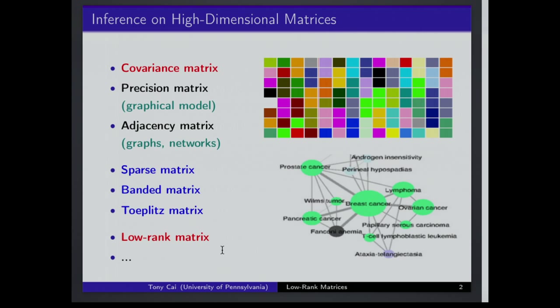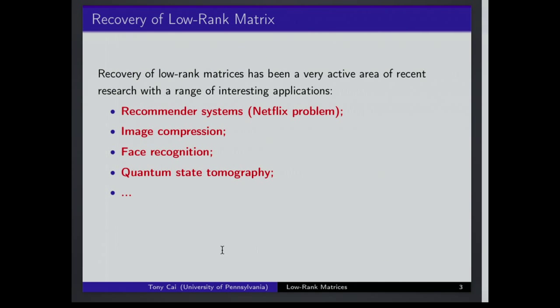Or if you are working with graphs or networks, you need to deal with adjacency matrix. In terms of the structural matrices, we sometimes deal with sparse matrix, banded matrix, Toeplitz matrix, and there's a big class of matrices called the low-rank matrix. And low-rank matrix is of major interest, and mainly because of different kinds of applications.